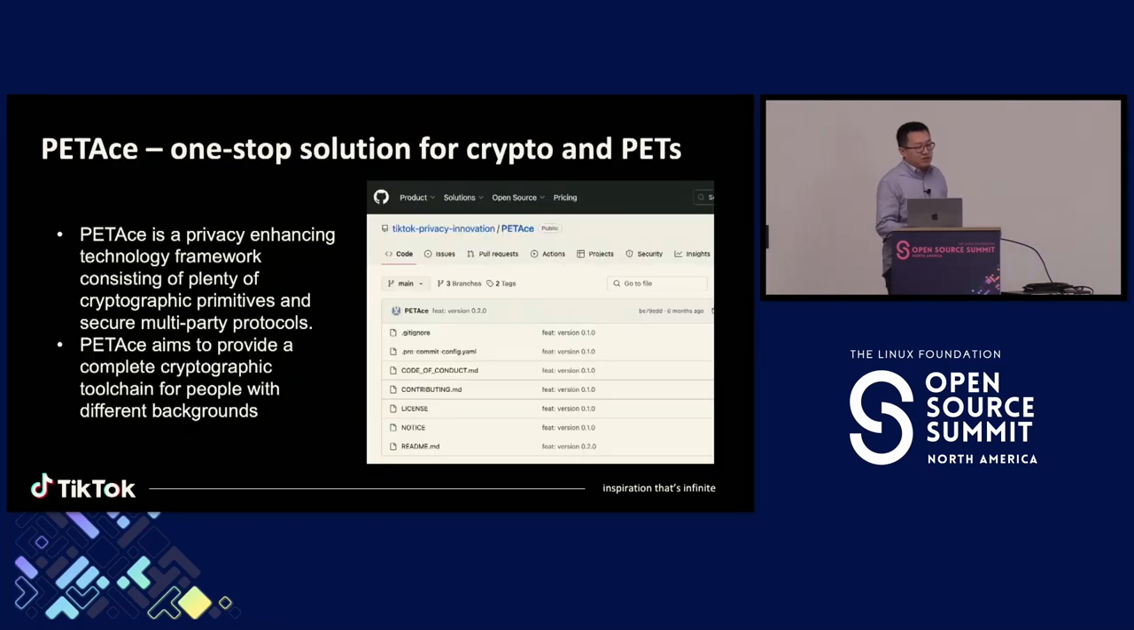We have many of these privacy enhancing technologies. So now I want to introduce our framework, which is called PETAce. We want it to be a one-stop solution for both cryptography and PETs. It consists of plenty of cryptographic primitives and also applied crypto solutions, multi-party solutions. Also, we want to provide a complete tool chain for people with different backgrounds.